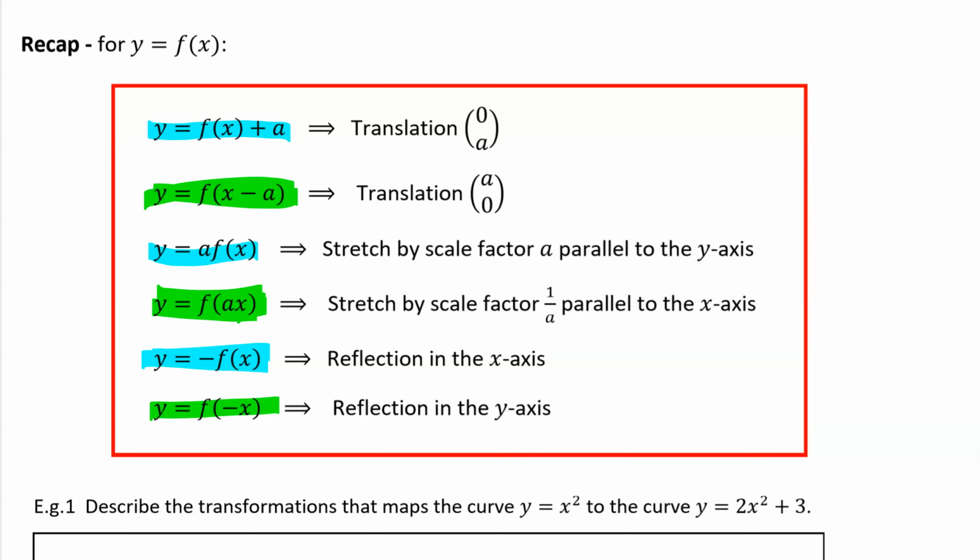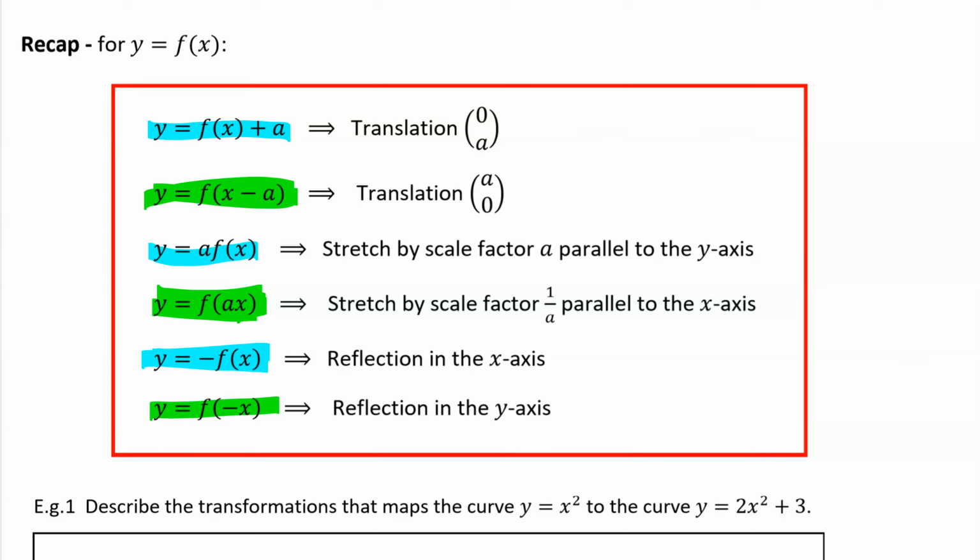Similarly with y equals f of ax, if you see f of 5x, so you've got 5x in the bracket, it's no longer just an x in the bracket, it's going to affect your x's. Then you're going to stretch this by a scale factor of 1 over 5, or in general 1 over a. So if you see 5x in the bracket, you wouldn't multiply all your x's by 5, you would divide all your x's by 5, or multiply them by a fifth.